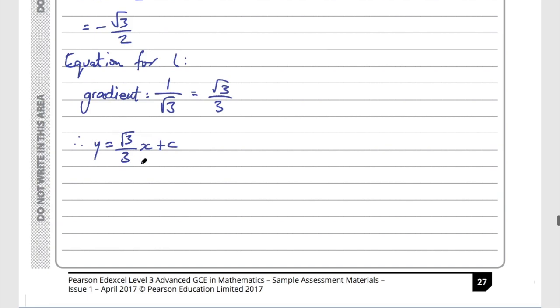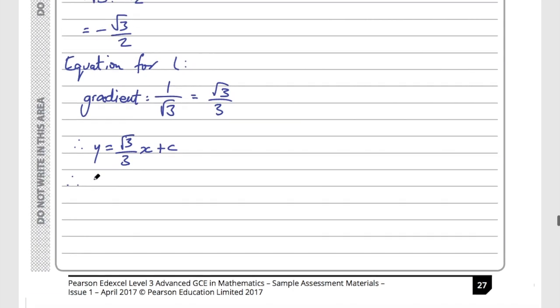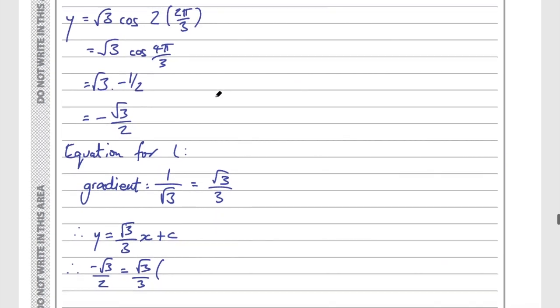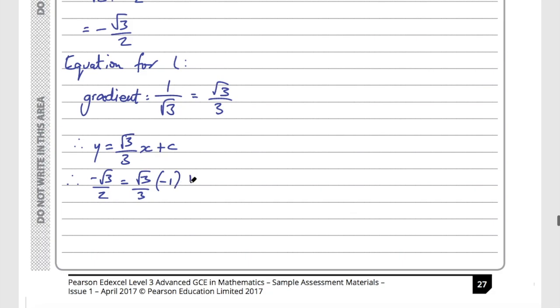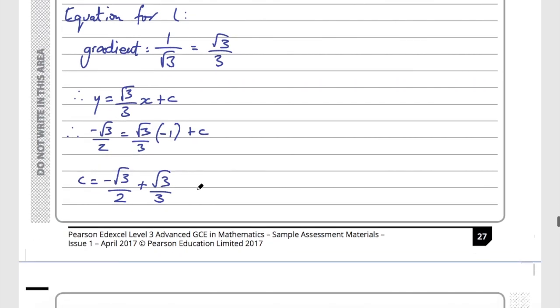And then we can substitute in x and y to find c. So the y value was minus root 3 on 2 equals root 3 on 3, and the x value was minus 1, plus c. And then we just need to do some algebra to work c out. So c is going to equal, now we have a negative root 3 on 2 on the left and a negative root 3 on 3 on the right. If we bring everything over onto the same side, we'll get minus root 3 on 2 plus root 3 on 3. So that negative becomes a plus when we bring it over to the other side of the equal sign.